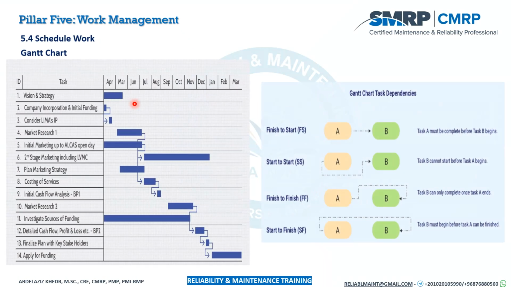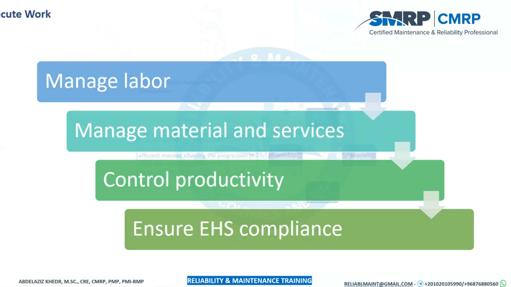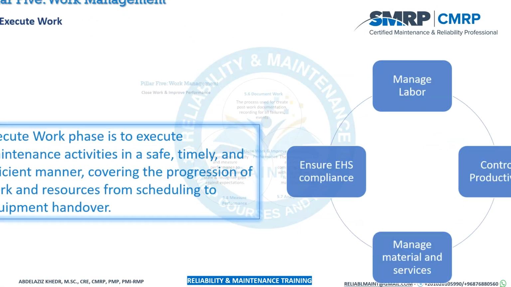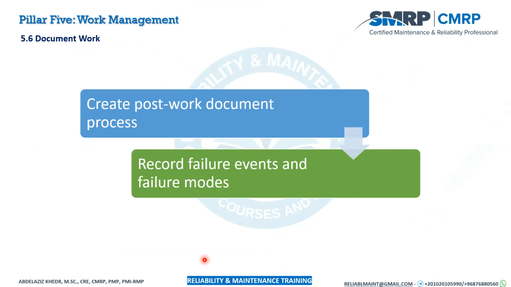And also we have the Gantt chart. In the Gantt chart we have four relations: finish to start, start to start, finish to finish, and start to finish. The most famous one is finish to start, and this is a graphical or visual representation of our projects. Then we need to execute our task safely through the proper management of our staff. Then we should close our work, document well, analyze well, and measure our performance.